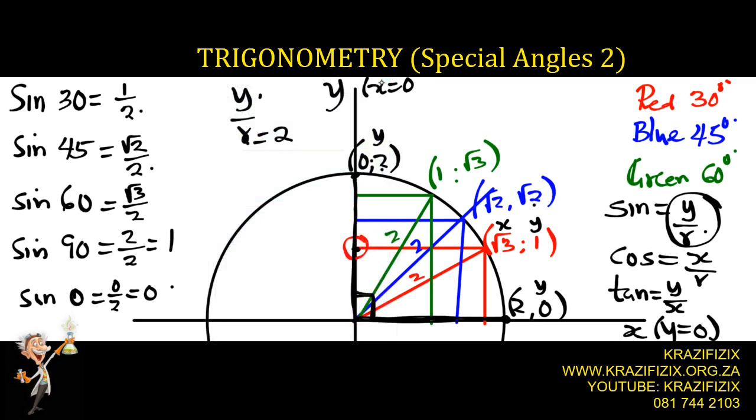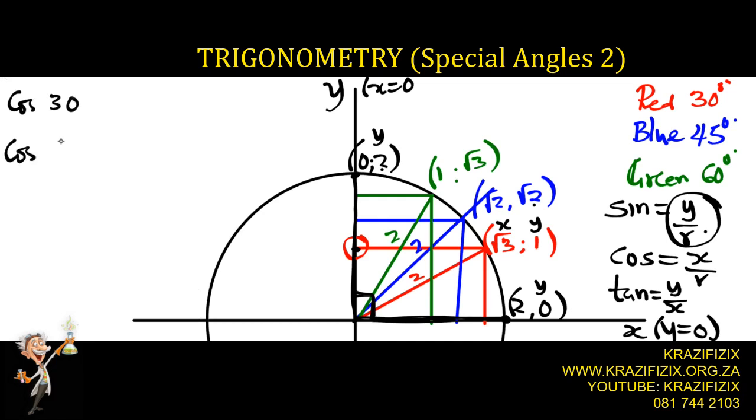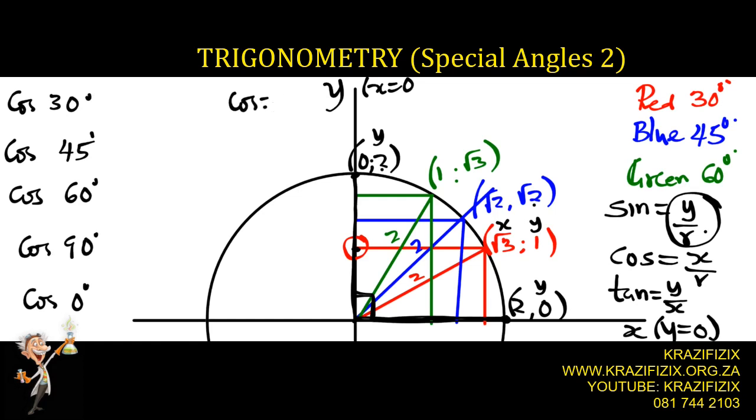Alright, so that is the sine. Let's go for the cos. You can quickly try that on your own, pause the video, and work through. Now we're going to look at cos 30, cos 45, cos 60, cos 90, and cos 0. By the way, what is cos? X over r. Remember, our r is still 2.